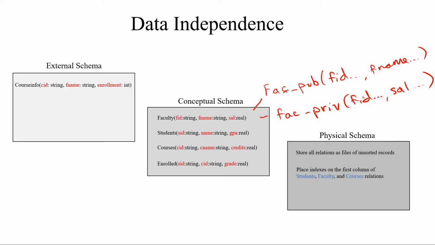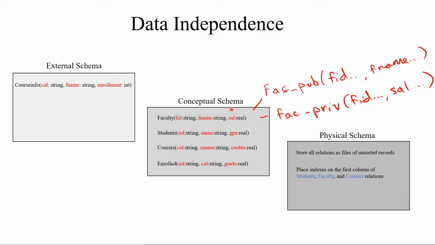Remember that a view's data is generated when the DBMS queries relations at runtime. Before, course info queried faculty to associate an instructor's name with the course that they were teaching. But by changing this query to look at faculty public instead, we retrieved the same information for our users without them even knowing we changed our conceptual schema at all. This is an example of the beauty of data independence.